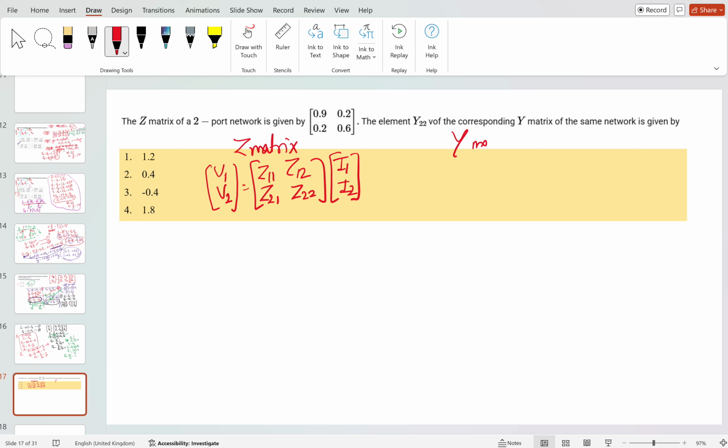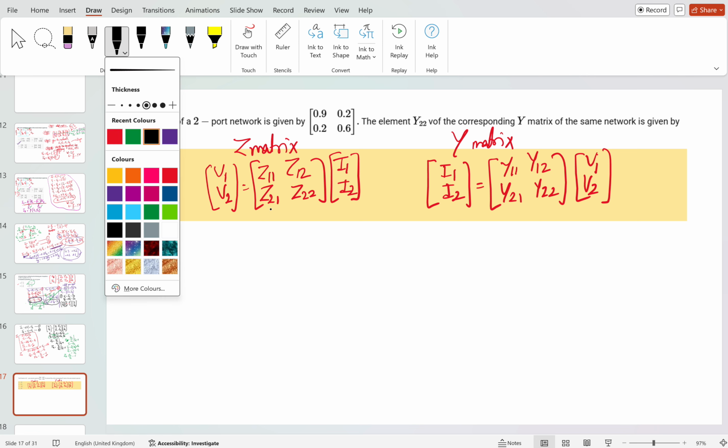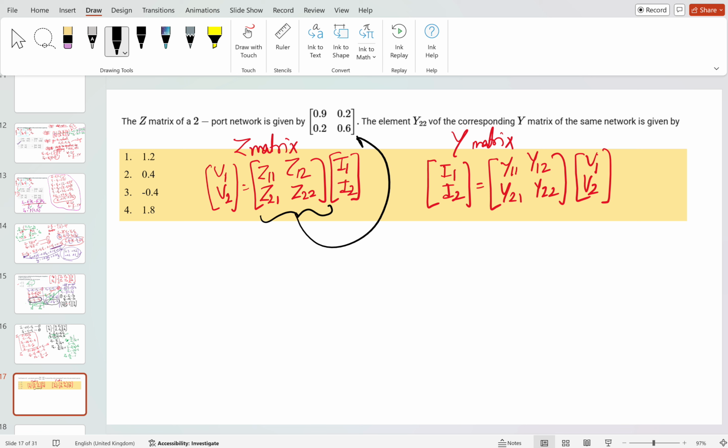and for the Y matrix it will be I1, I2 is equal to Y11, Y12, Y21, Y22 times V1, V2. Okay, so you know this matrix, it is already given here. You have to write two equations from those equations itself. What you have to find out is this. Getting my point? So you know the equations for V1 and V2 in terms of I1 and I2. Write those two equations, rearrange, and try to find out the value of Y22.